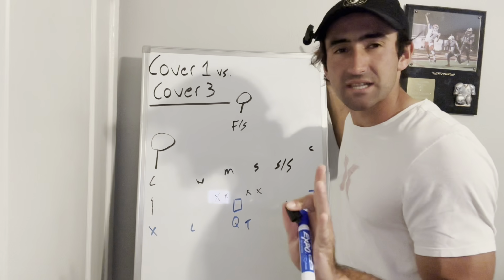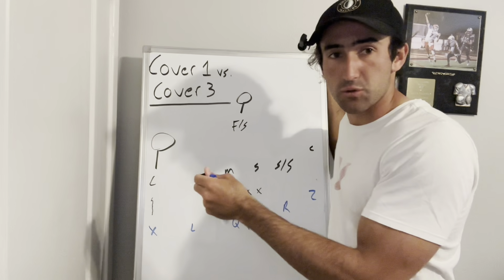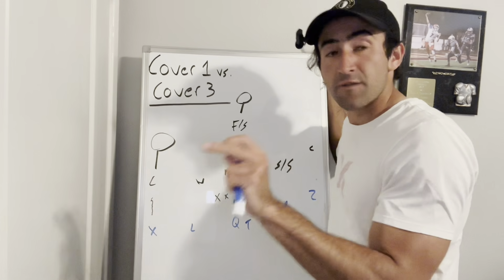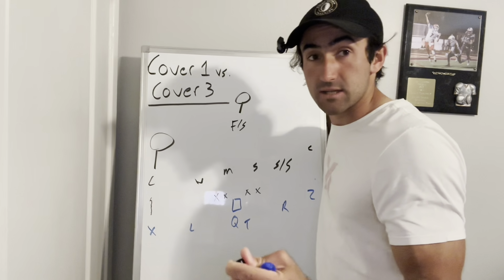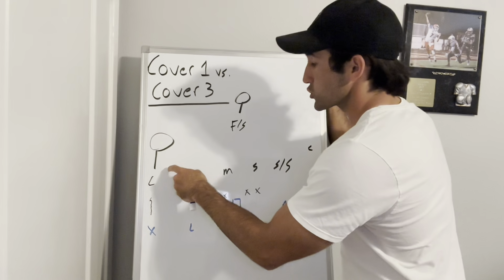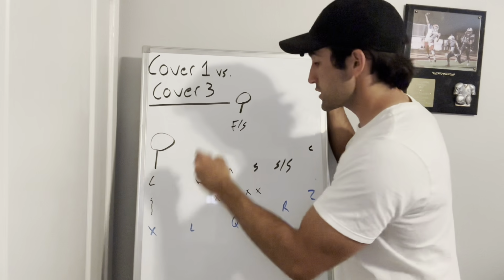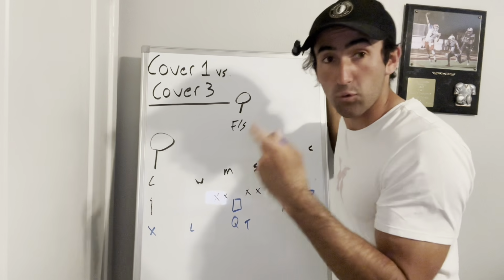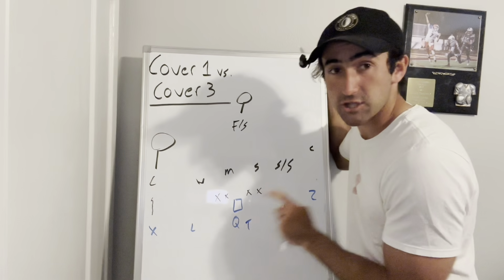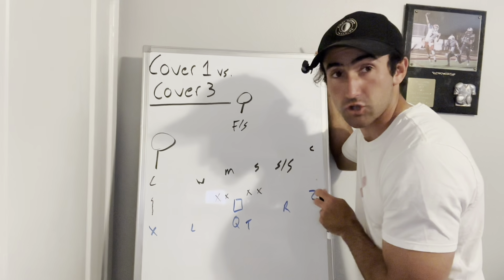Now, again, guys, why is it important to understand the difference between cover 2 and 4, cover 1 and cover 3? Because different coverages have different weaknesses, right? In cover 2, the weakness would be the hole shot in the middle of the field. In cover 3, the weakness would be the sideline. In cover 1, the weakness would be the weakest matchup of the defense, because they're in man coverage underneath, right?